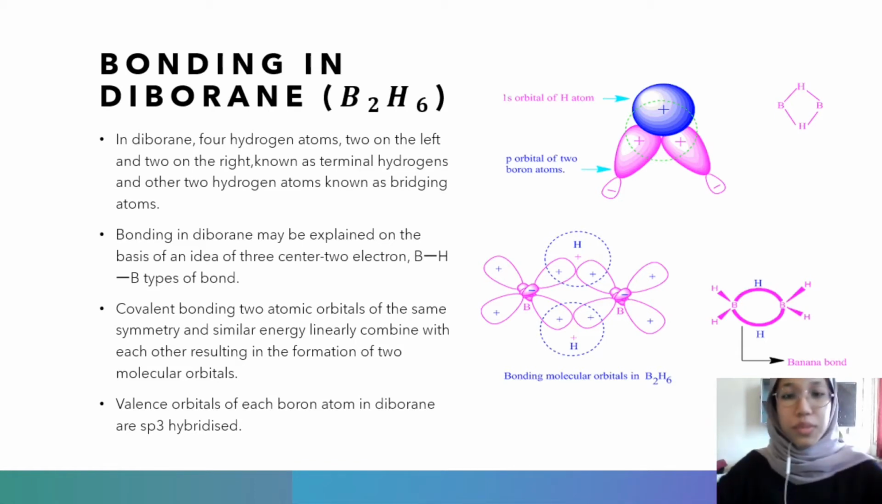The covalent bonding involved in diborane is when 2 atomic orbitals of the same symmetry and similar energy linearly combine with each other and form a molecular orbital. As you can see, the p orbitals of the 2 boron atoms here will combine with the s orbital of the H atom. That is how BHB bonding is formed. The valence orbitals of each boron atom in diborane are sp3 hybridized.